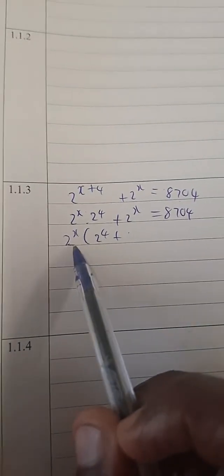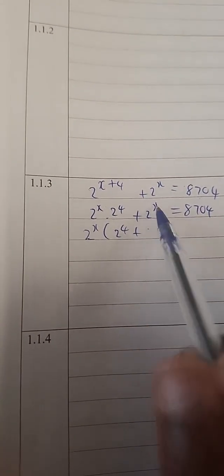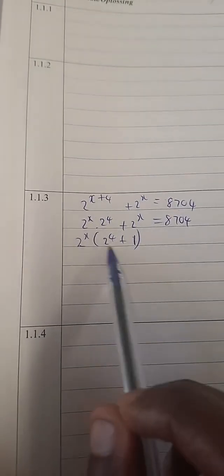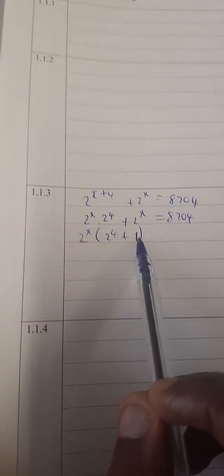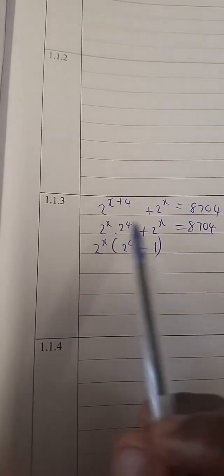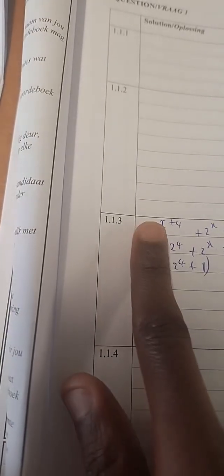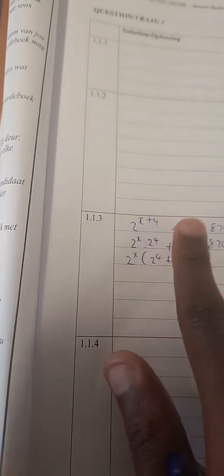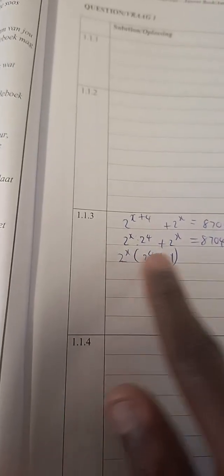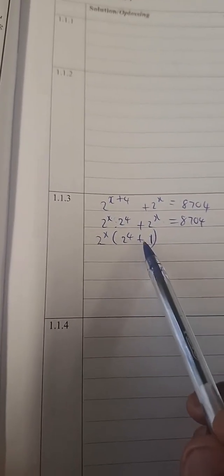And remember, sometimes learners mess this up. 2 to the power x times what gives you 2 to the power x? Please, guys, I've seen learners many times not write this plus 1. They'll write 2 to the power 4 alone in the brackets, and they will forget that there are two terms. When you take out the common factor 2 to the power x, on the left you are left with 2 to the power 4. There it is. On the right, 2 to the power x times what gives you 2 to the power x? It's 1 that you multiply. Please, please, please, my people.